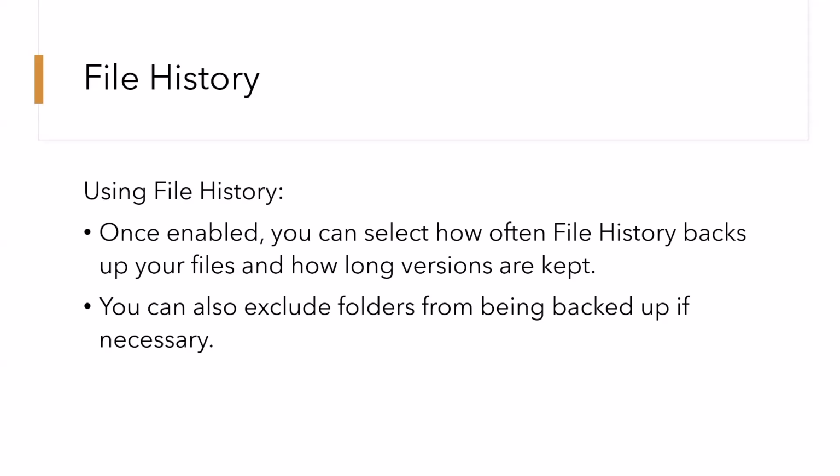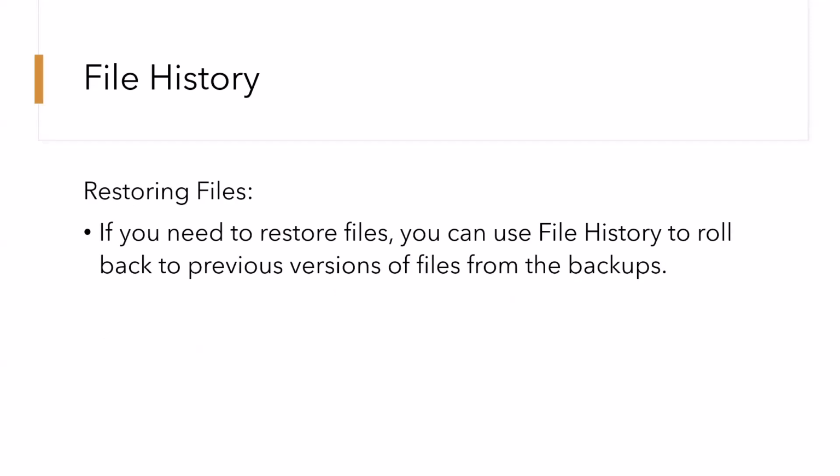Once you enable File History, you can select how often File History backs up your files and how long versions are kept. You can also exclude folders from being backed up if necessary. Restoring files with File History, you can use it to roll back to previous versions of files from the backups.